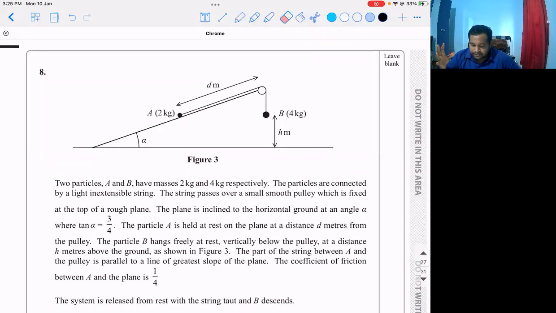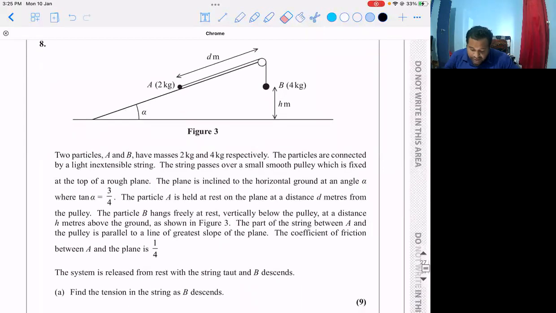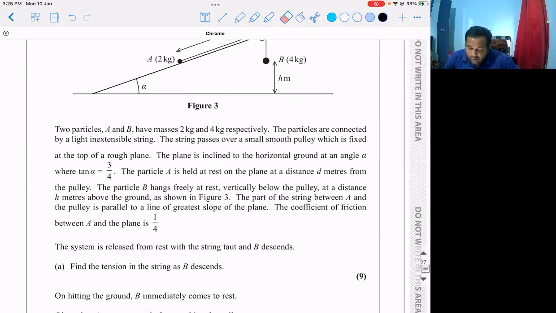Okay. So last question, question number 8. This is a question connecting with friction and inclined plane. Two particles A and B have masses 2 kilogram and 4 kilogram respectively. The particles are connected by a light inextensible string. The string passes over a small pulley which is fixed at the top of the rough plane. The plane is inclined to the horizontal ground at an angle alpha, where tan alpha is 3/4. The particle A is held at rest on the plane at a distance d meters from the pulley.